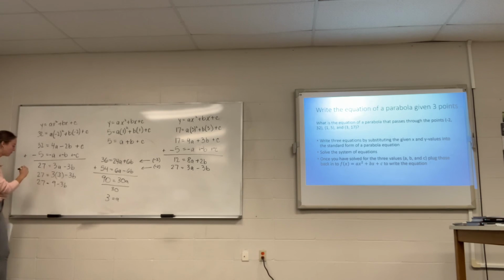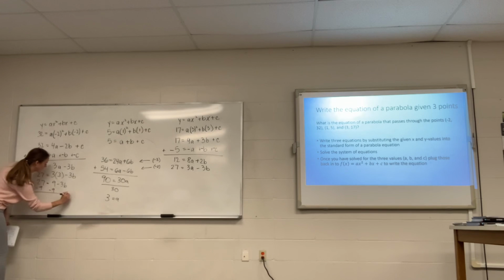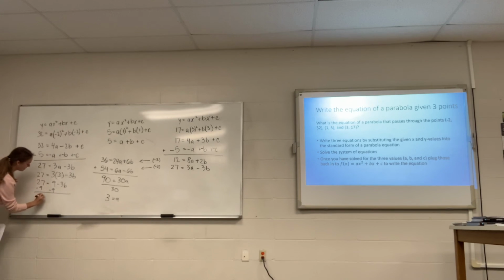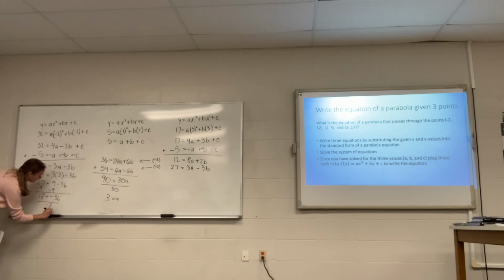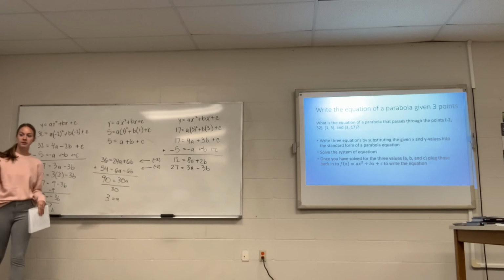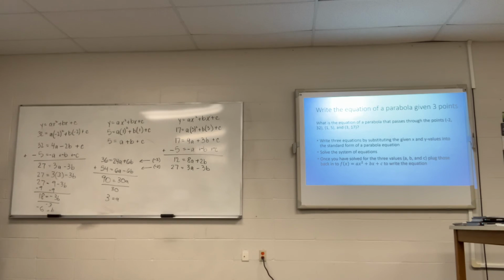I'm trying to get b all by itself, so I can subtract over my 9. So I'm going to have 18 is equal to negative 3b. Now if I divide by negative 3, I get b is equal to negative 6. Okay, so my b is going to be negative 6 when I solve that one out.